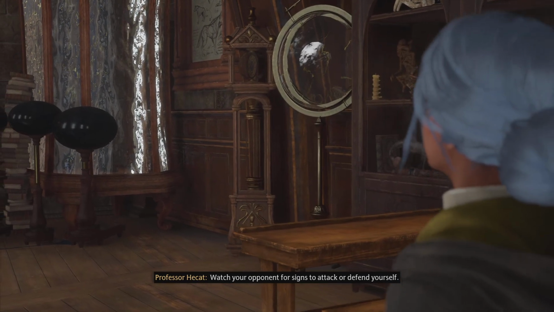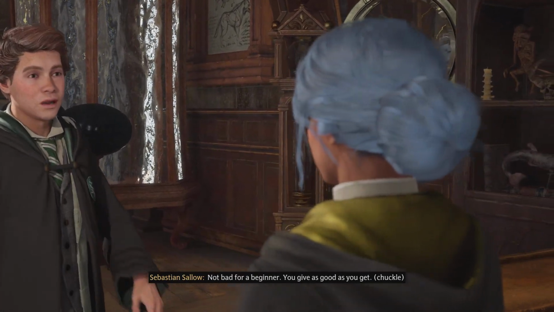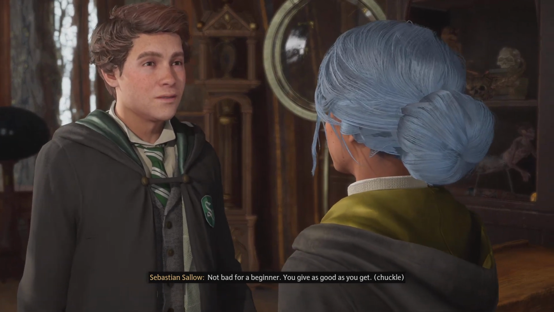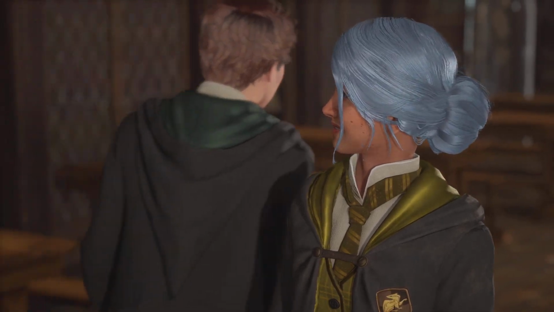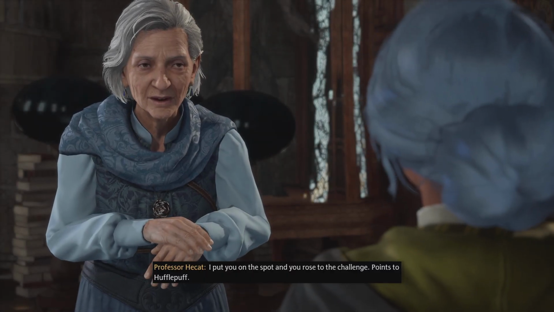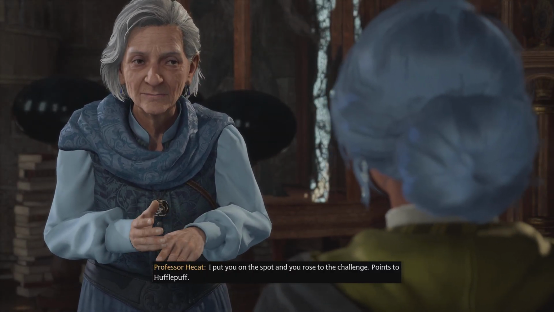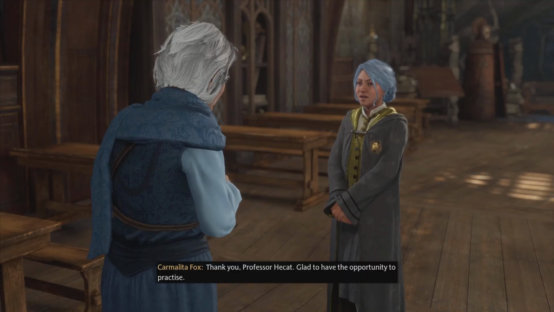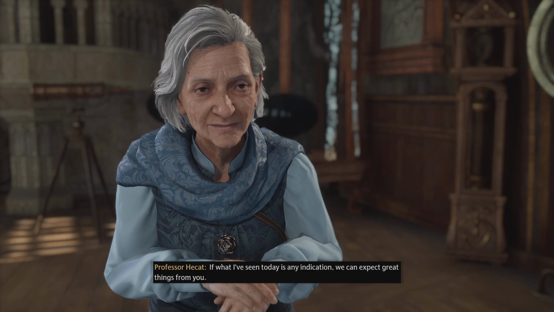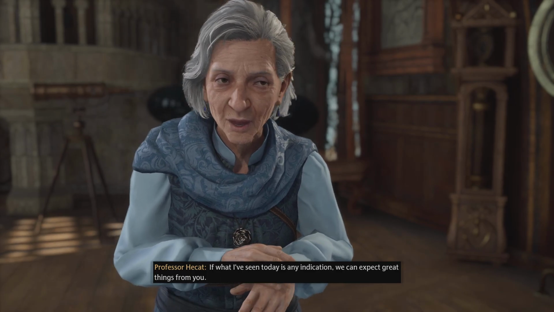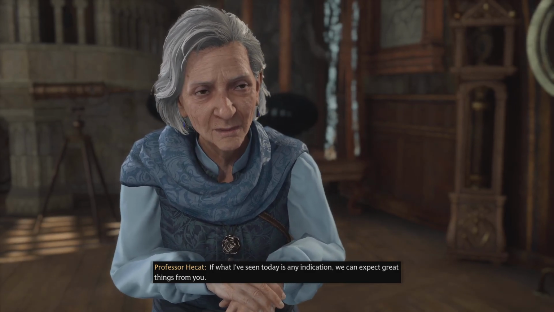Watch your opponent for signs to attack or defend yourself. Not bad for a beginner. You give as good as you get, and you rose to the challenge. Points to Hufflepuff. Thank you, Professor Hecat. Glad to have the opportunity to practice. If what I've seen today is any indication, we can expect great things from you.